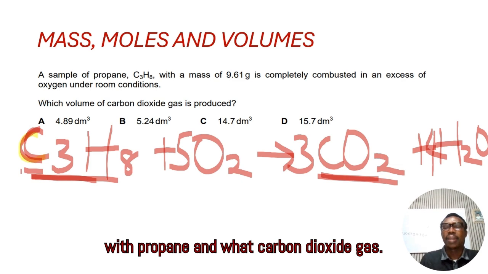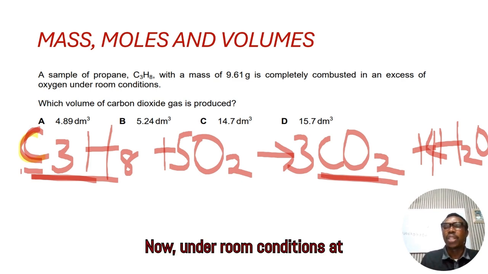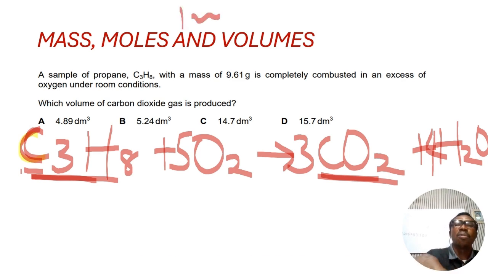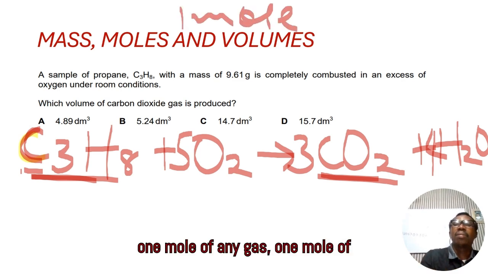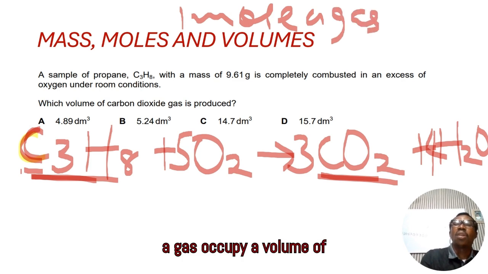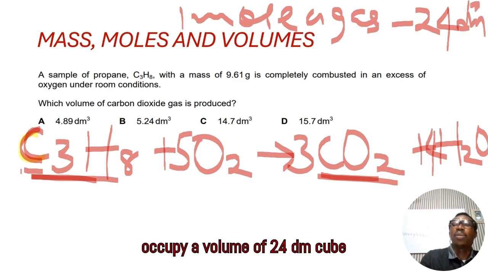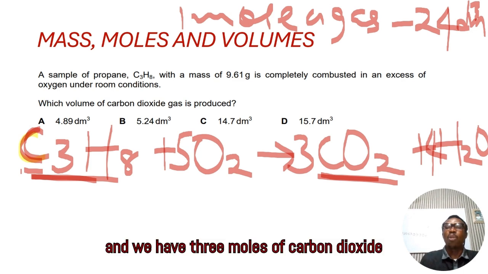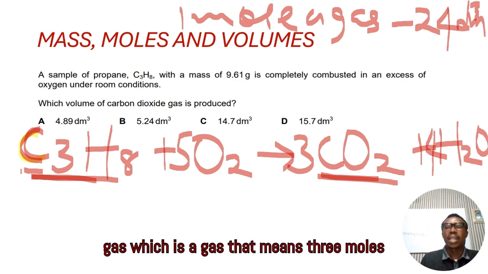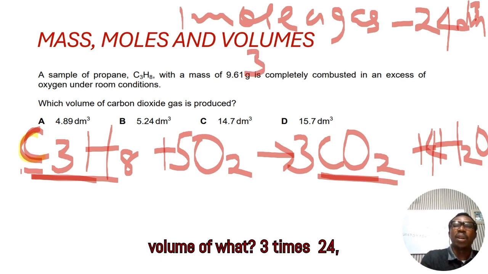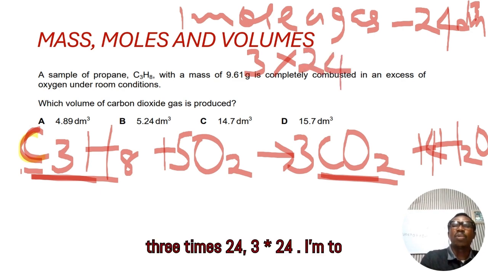Now, under room conditions at RTP, 1 mole of any gas occupies a volume of 24 dm³. And we'll have 3 moles of carbon dioxide gas. That means 3 moles of carbon dioxide gas occupy a volume of what? 3 times 24.